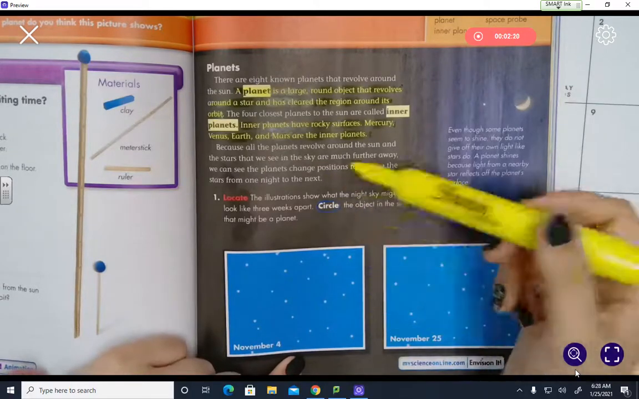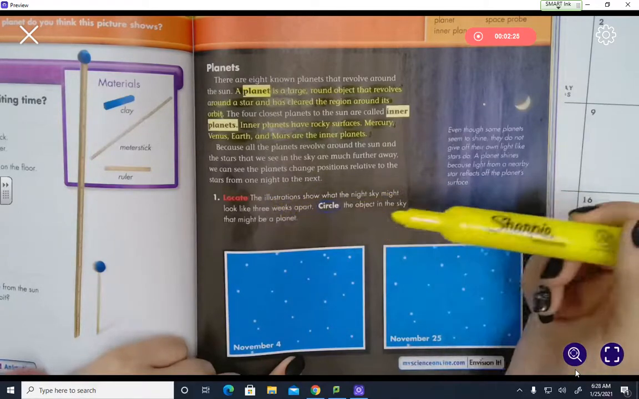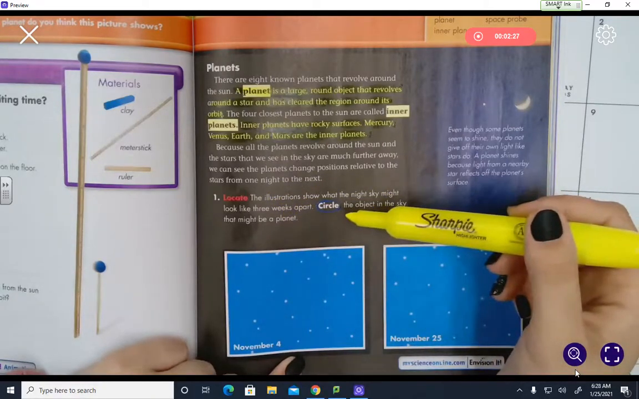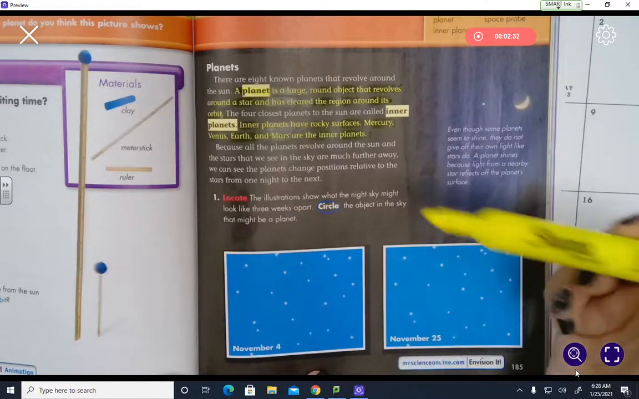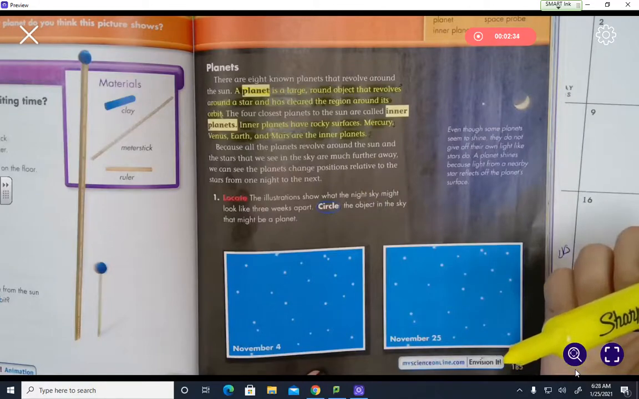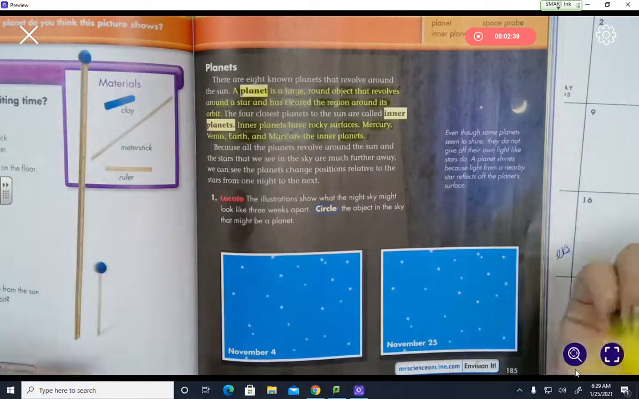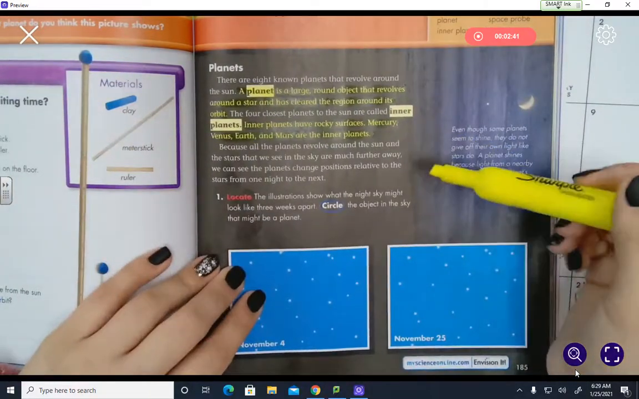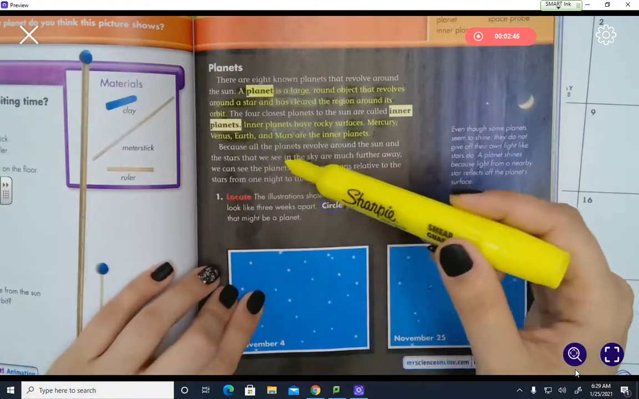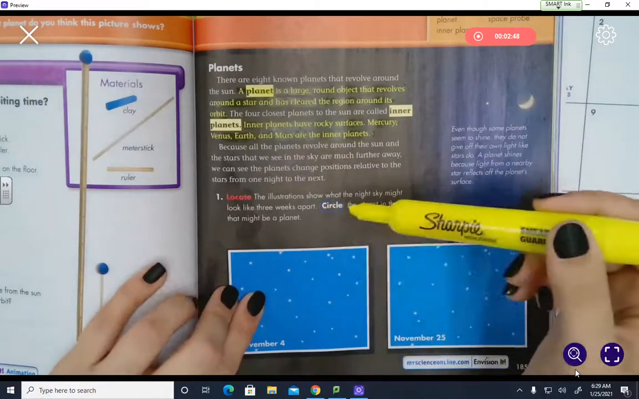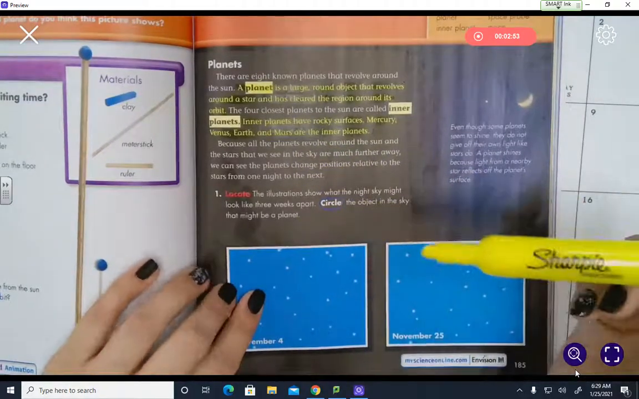All right, number 1 says, the illustrations show what the night sky might look like 3 weeks apart. Circle the object in the sky that might be a planet. I want you to take a minute and do number 1. So the second paragraph is going to help you with that. It says, because all the planets revolve around the sun and the stars that we see in the sky are much further away, we can see that the planets change position relative to the stars from one night to the next.